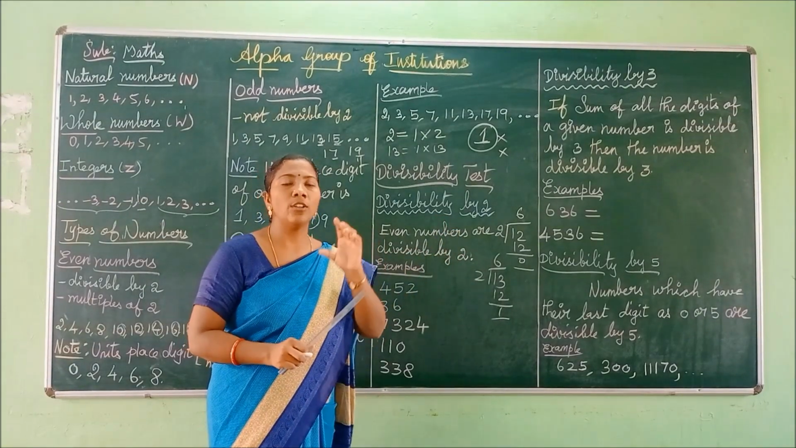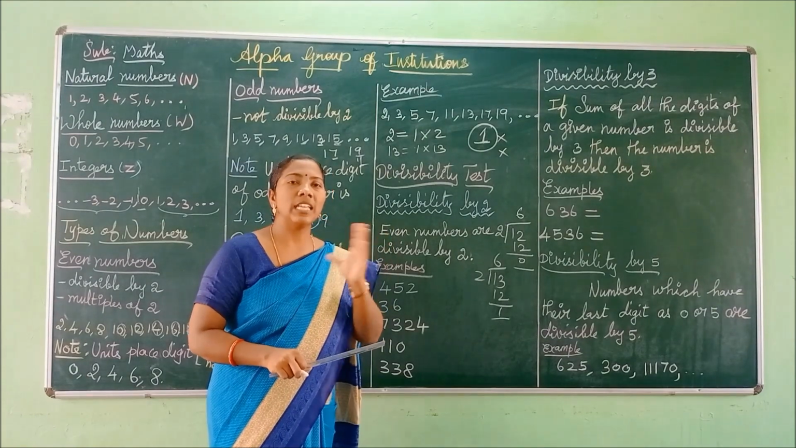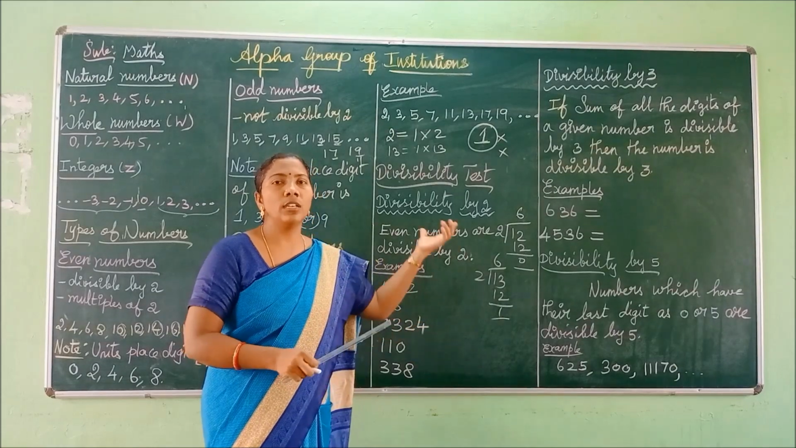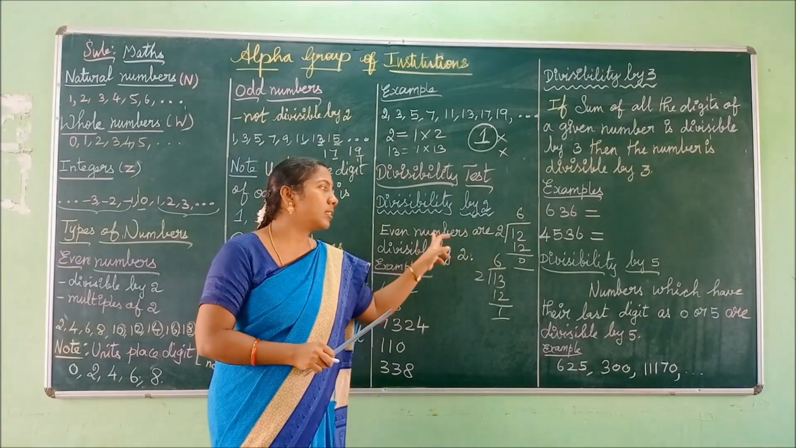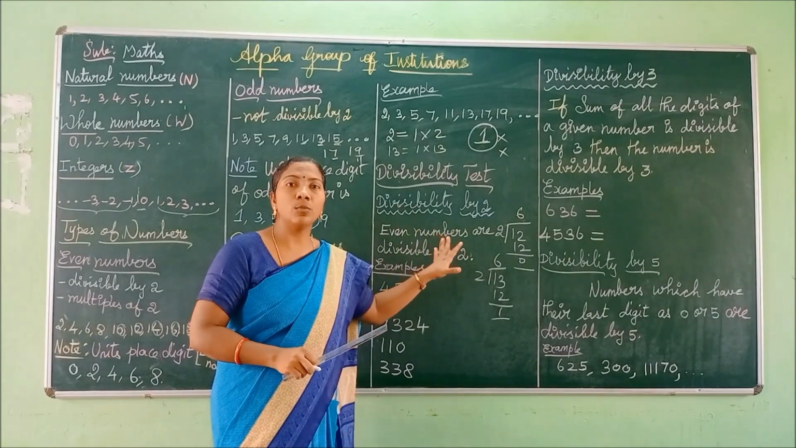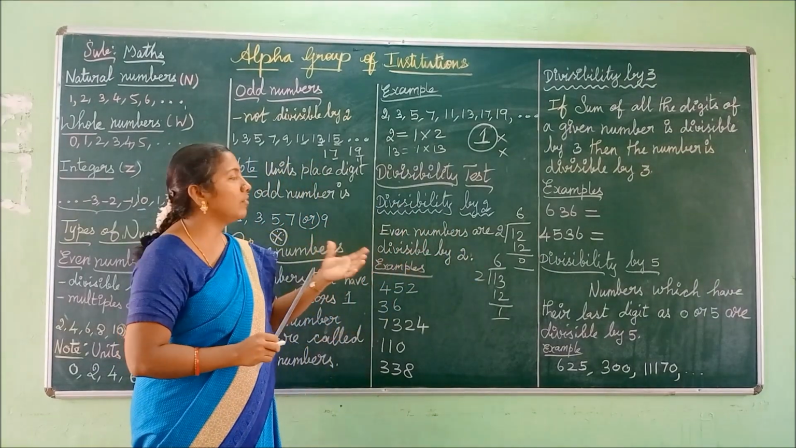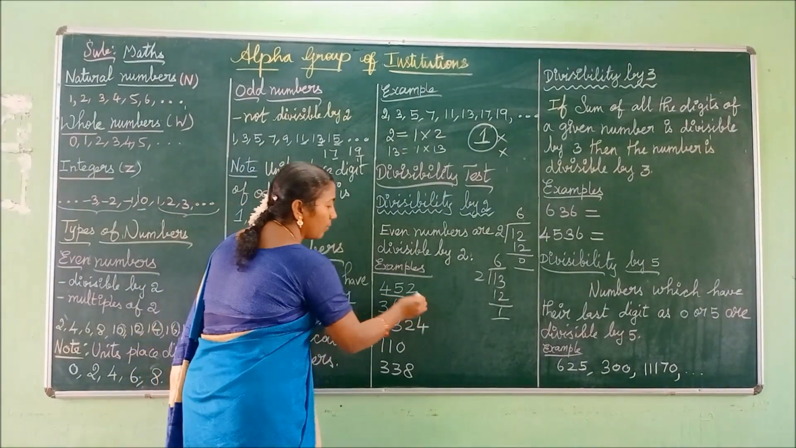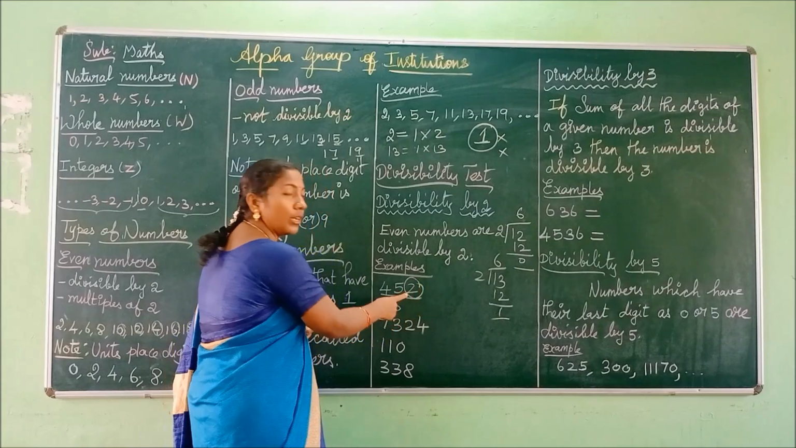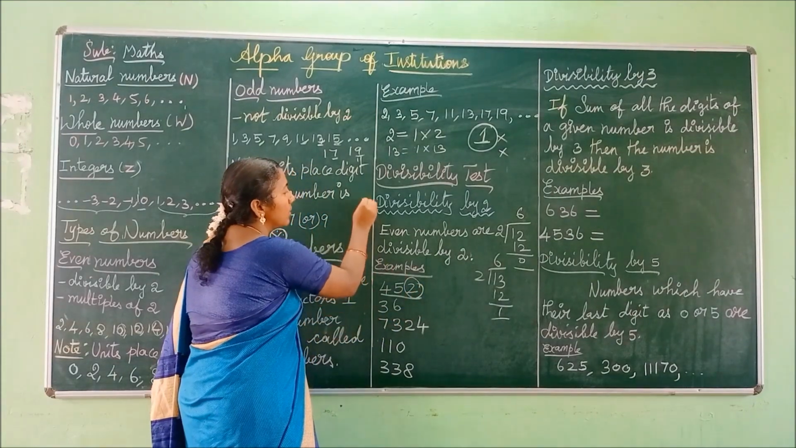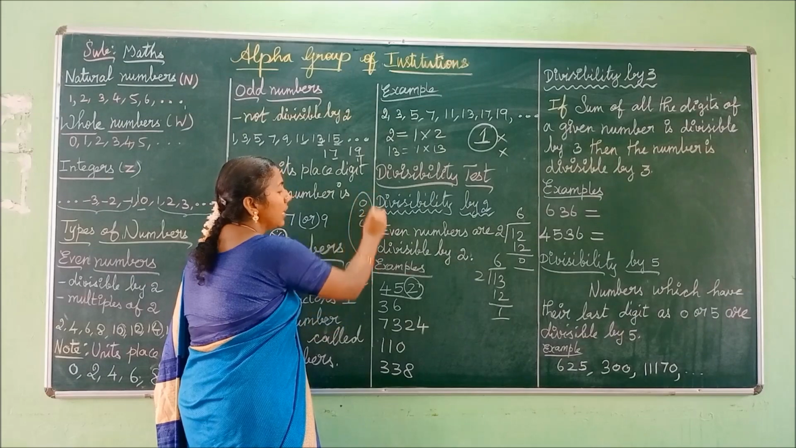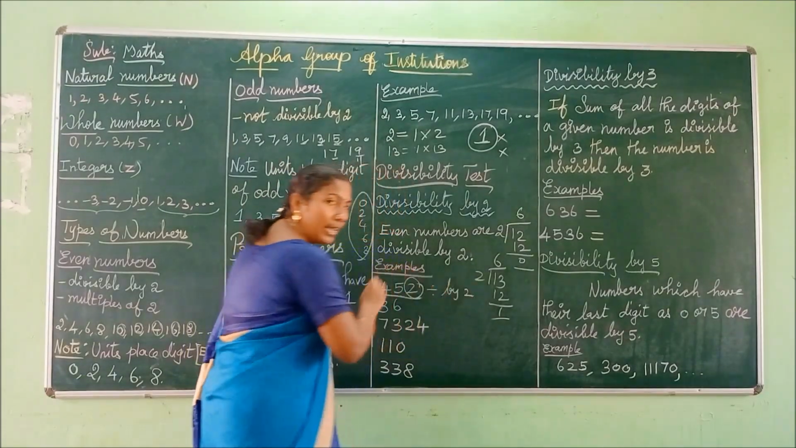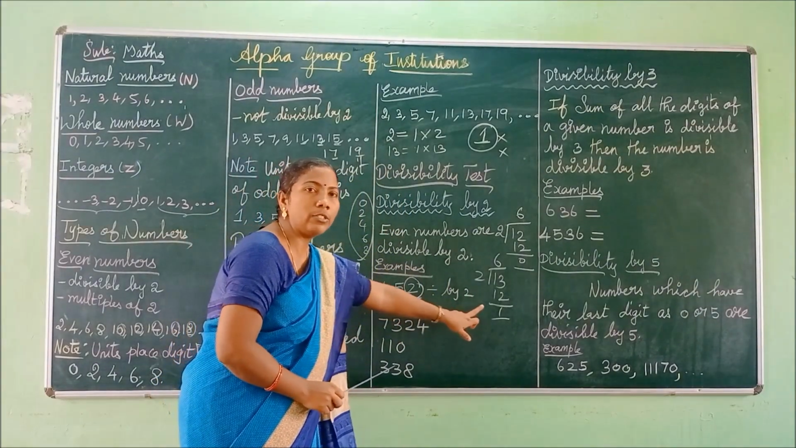We already know how to identify even numbers. Numbers that end with 0, 2, 4, 6, 8 are said to be even numbers. The divisibility test of 2 says all the even numbers are divisible by 2. So the only thing we have to know is whether it is an even number or not. See the first number, 452. What is the last digit? 2. The number ends with 0, 2, 4, 6, 8, so it is an even number. Therefore it is divisible by 2. It means if you divide this number by 2, it gives the remainder 0.